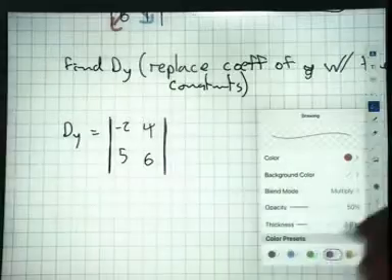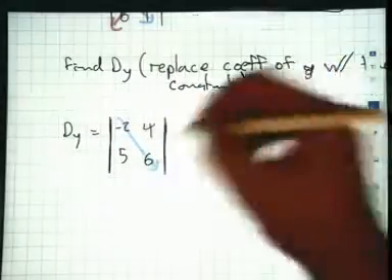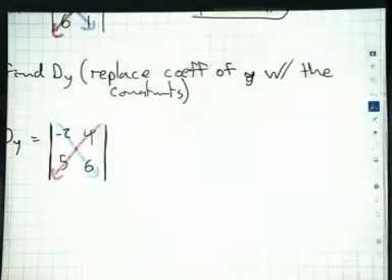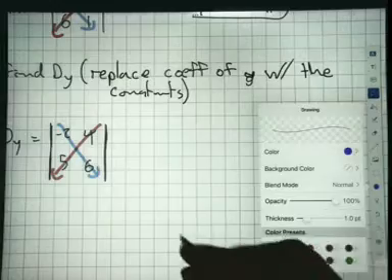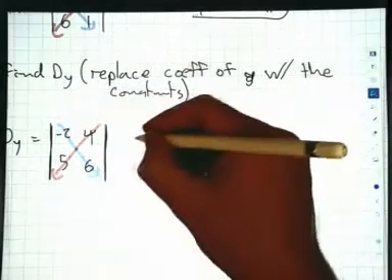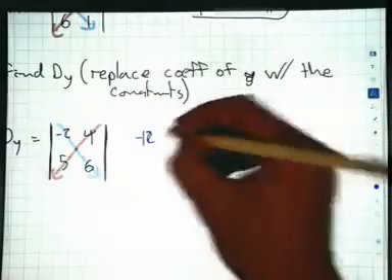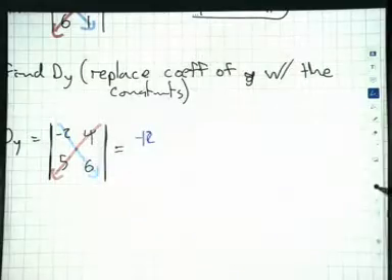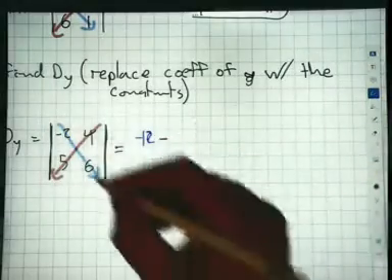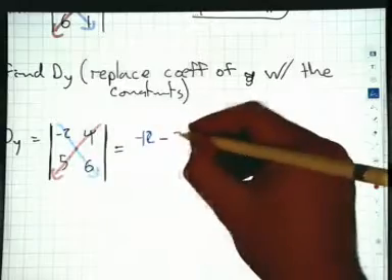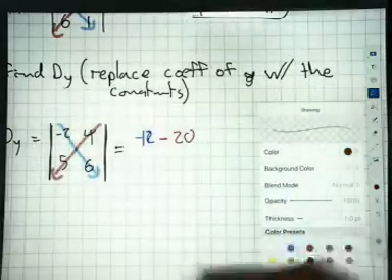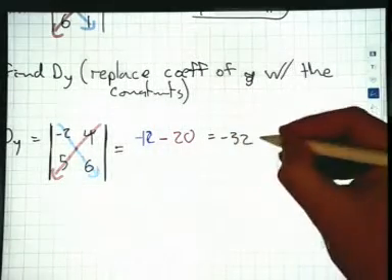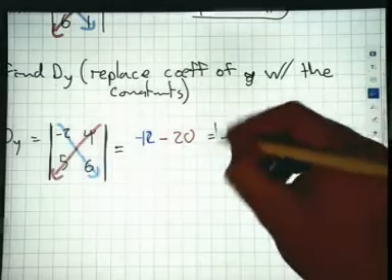And again, we go through and we find the determinant. Multiply down this diagonal, multiply down that diagonal. What do we get? Negative 2 times 6 is a negative 12. This equals a negative 12 minus 4 times 5 is 20. So negative 12 minus 20 is equal to a negative 32. And this is d sub y.